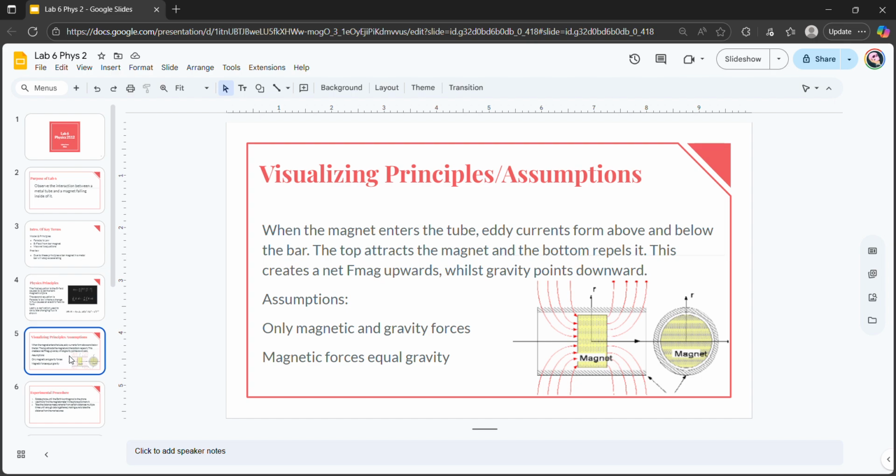We're not looking for force of drag here. And then there's going to be magnetic forces that are equal to gravity. So we're just saying that the top is going to equal the bottom.